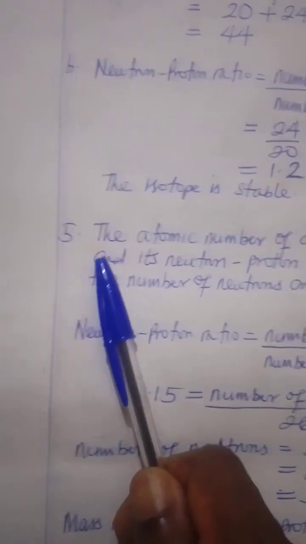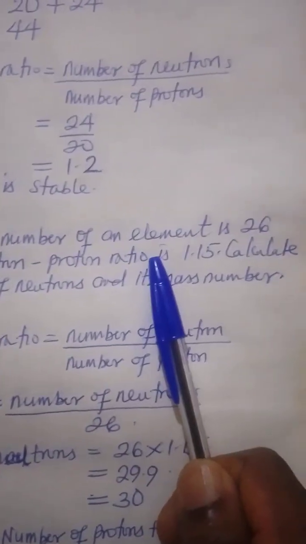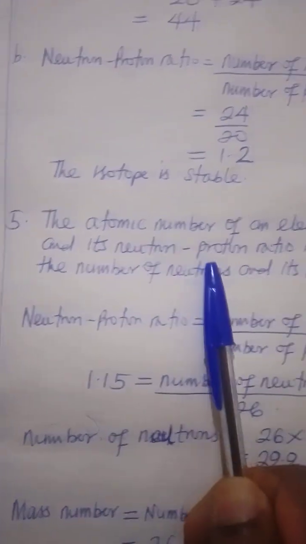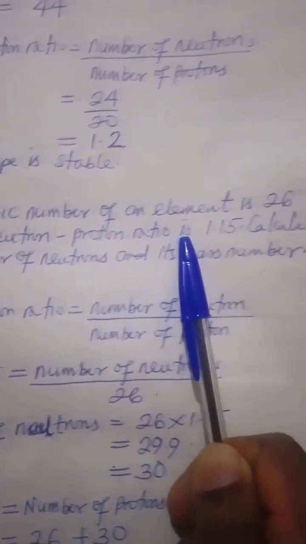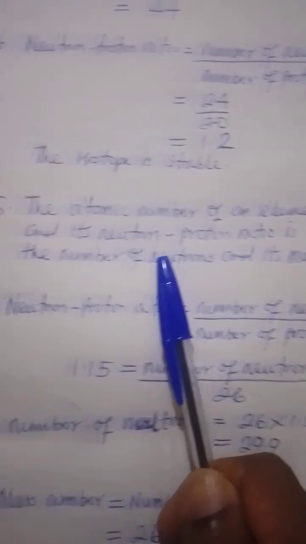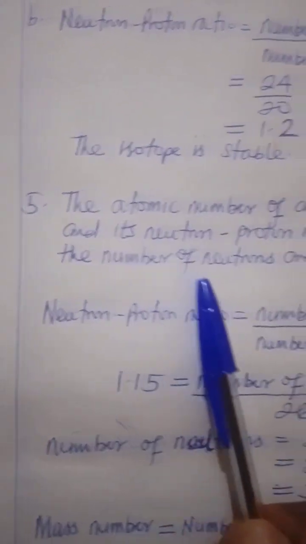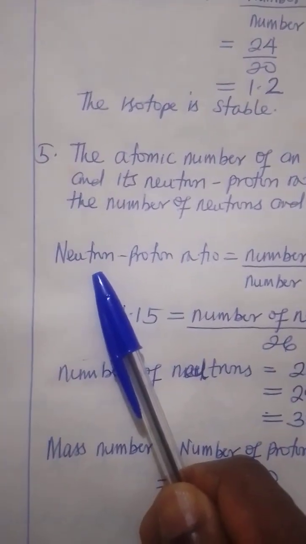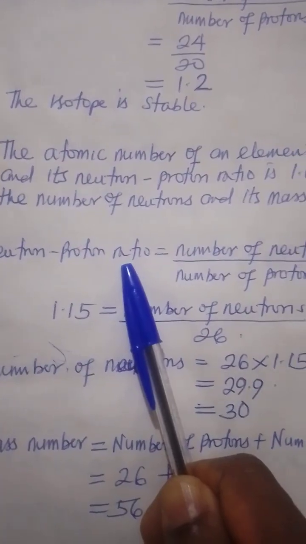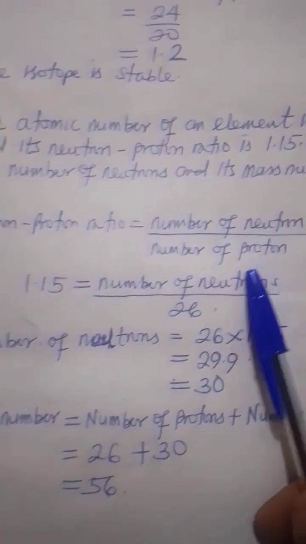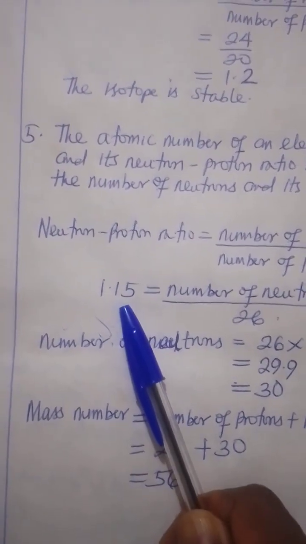Question number 5. The atomic number of an element is 26 and its neutron-proton ratio is 1.15. Calculate the number of neutrons and its mass number. Again, don't forget the neutron-proton ratio is number of neutrons over number of protons. We are given the neutron-proton ratio to be 1.15.